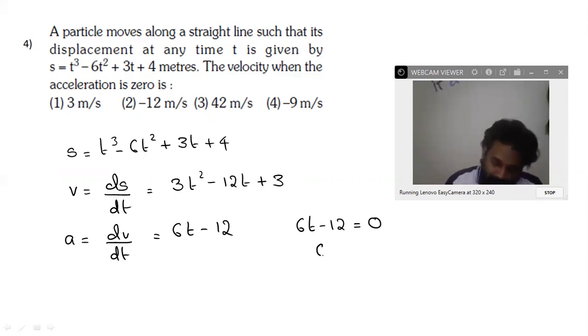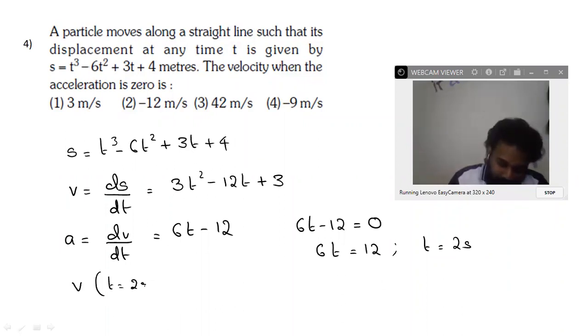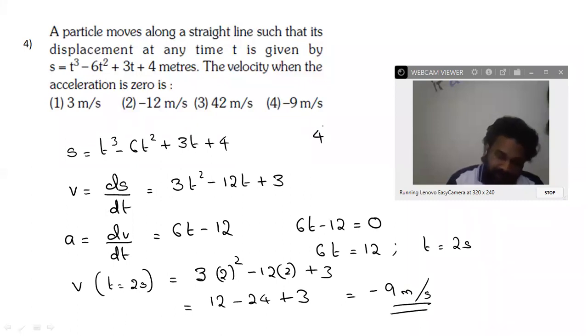So 6t is equal to 12 and we will be getting t is equal to 2 seconds. So acceleration will become 0 at time t is equal to 2 seconds. So we will substitute t is equal to 2 seconds in the equation of velocity so that we will get the value of velocity when acceleration is 0. So 3 into 2 square minus 12 into 2 plus 3. So this is 12 minus 24 plus 3. Simplifying this, we are getting minus 9 meter per second. Option 4 is the correct answer. So Sadhana, good. Subhashri, good.